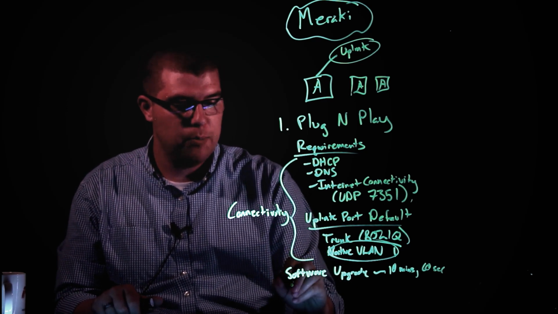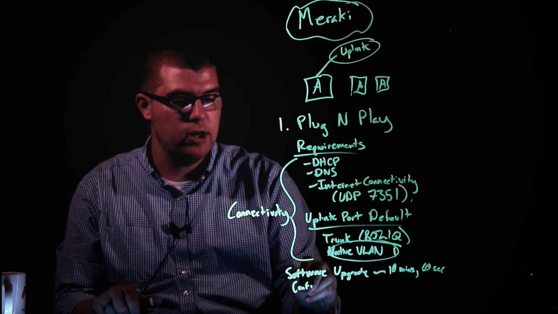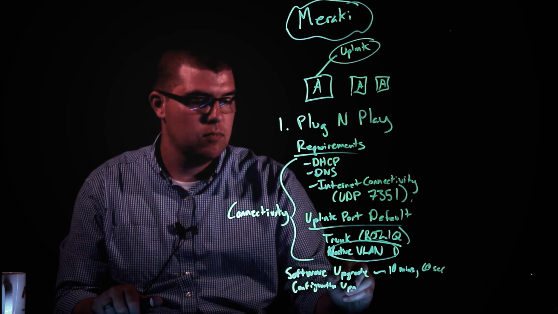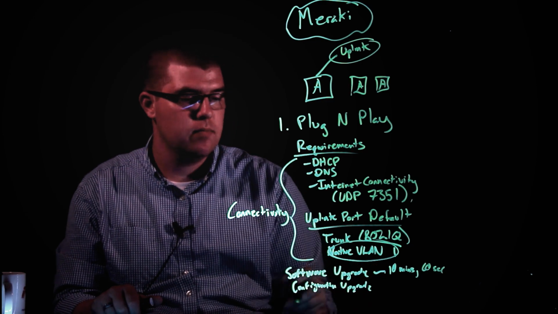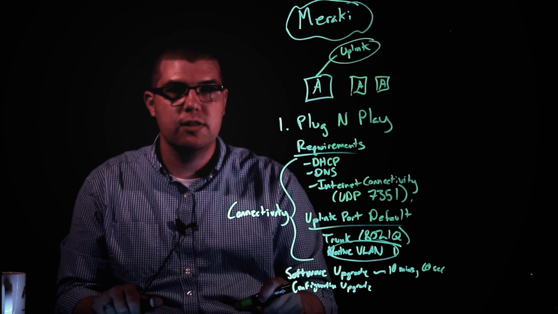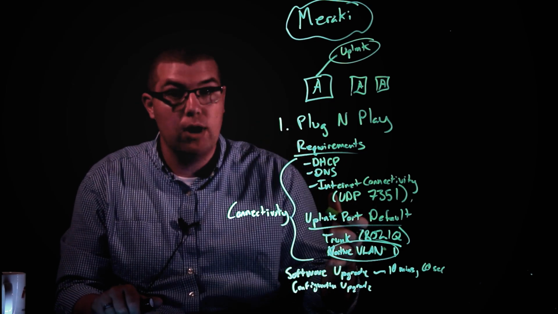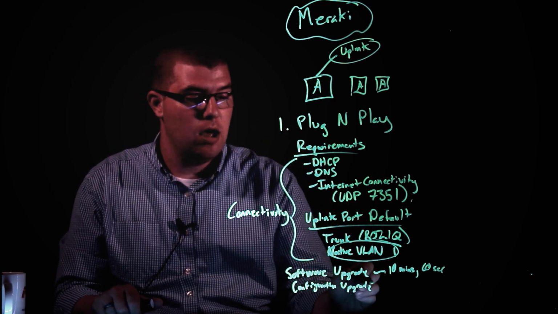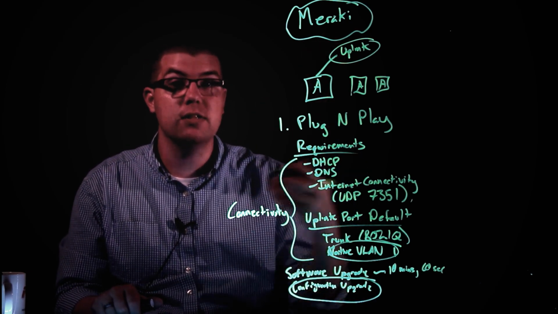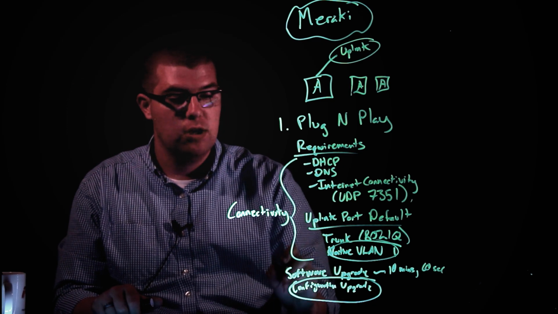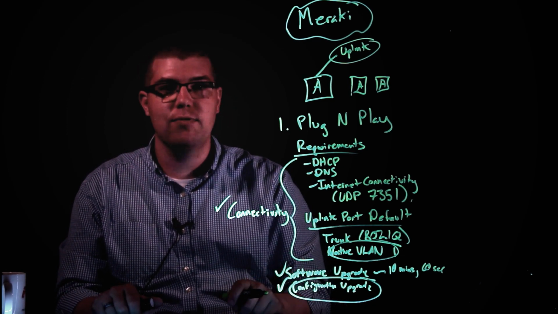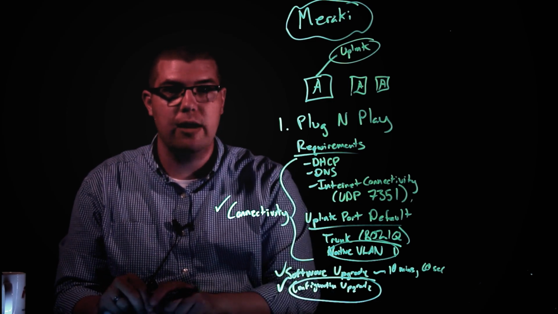Once I've got my software up and running, then I do a configuration upgrade. So I've already established that this switch is in the dashboard. I can start to pre-program it before I've even plugged it in. That configuration needs to come down from the Meraki dashboard once it sees that switch actually come online. So I've got connectivity, I've got my software upgraded, and I've got my configuration loaded. At this point, I'm online.